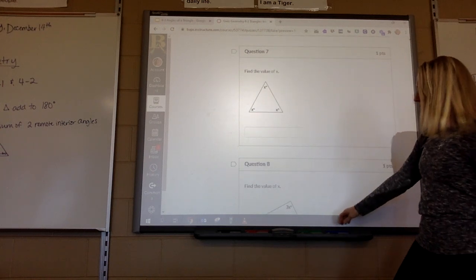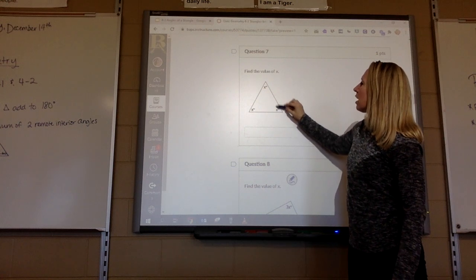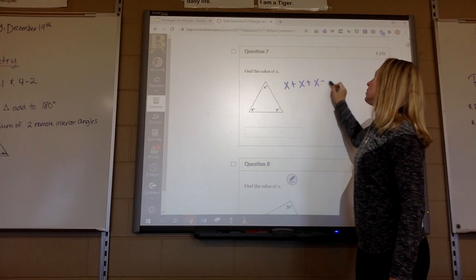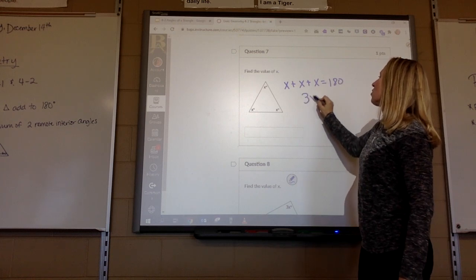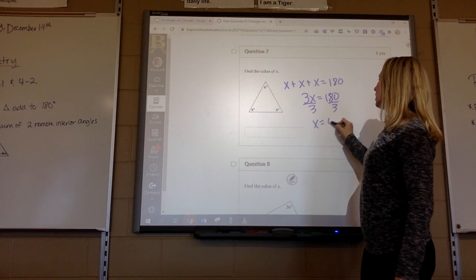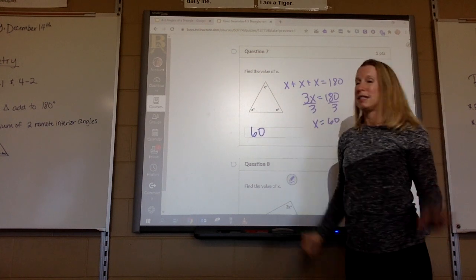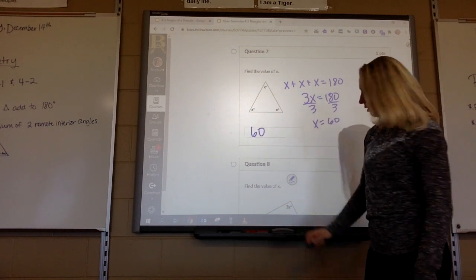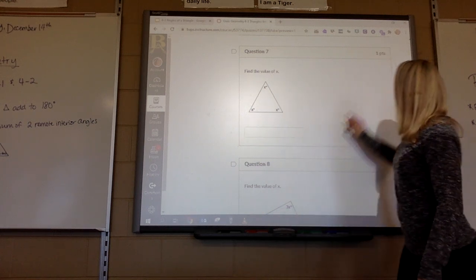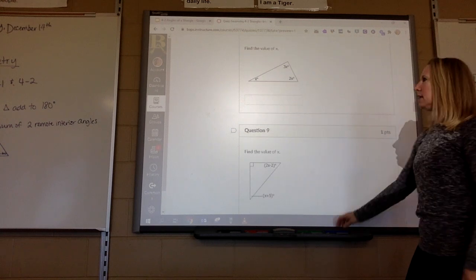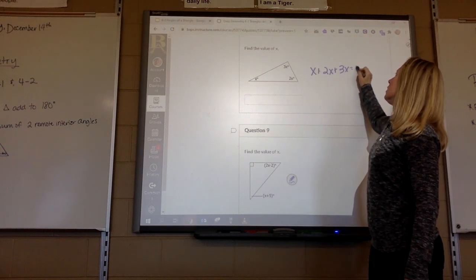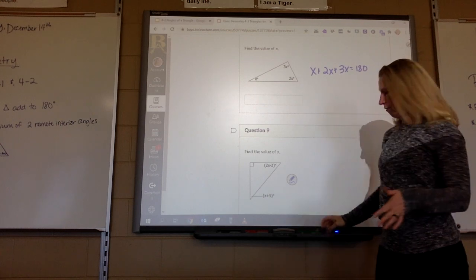Look at number 7. All the angles in a triangle add up to 180. So x plus x plus x would equal 180, which is 3x equals 180. X would be 60. So just put 60 in there. Do not put x equals. So add all the angles together. Put it equal to 180. So x plus 2x plus 3x equals 180 and solve for x.